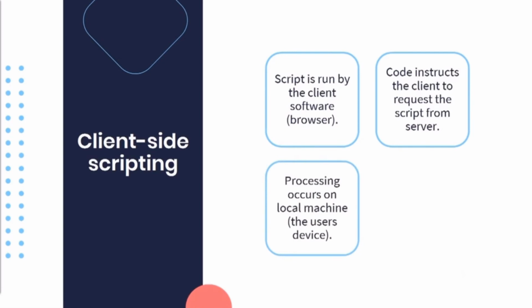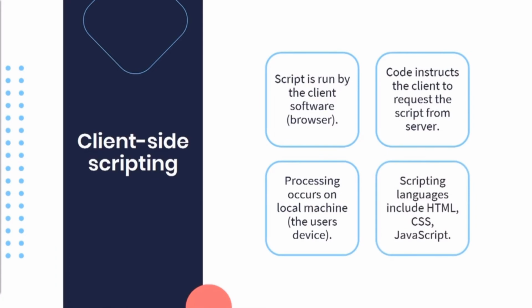The processing occurs on the local machine, the user's device, and this is essentially where all the interpretation and everything gets rendered. This is why we say on the local machine. And then lastly, scripting languages for the client side include languages such as HTML, CSS, as well as JavaScript.